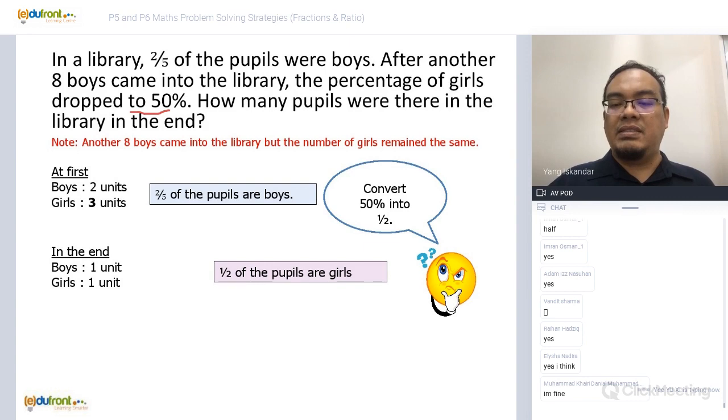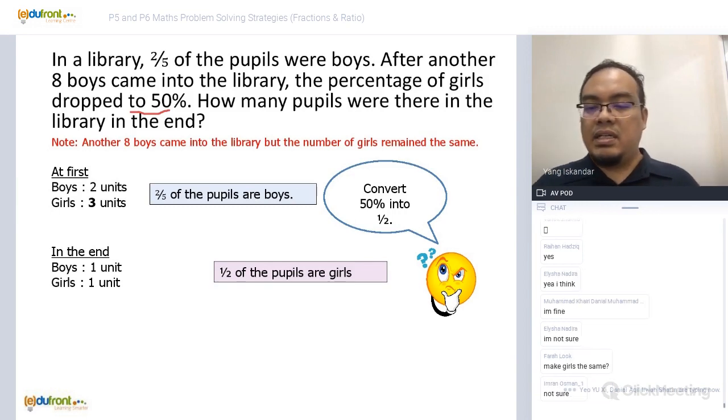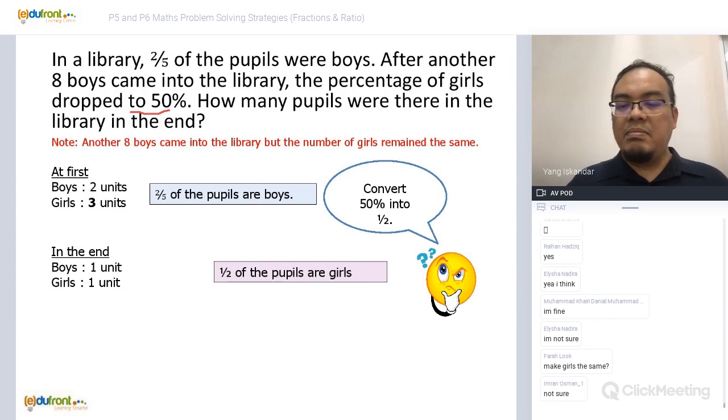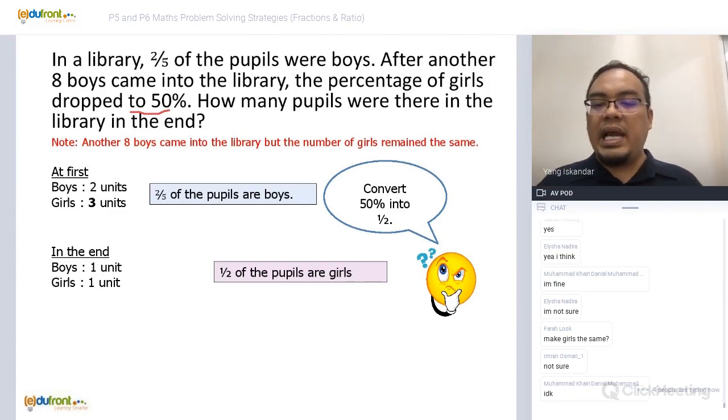Mariam, are you there? Are you following? Not sure. Okay, the rest of you, those who know, can you type in the chat function? What should you do next? Okay, Farah says make the girls the same. Imran, not sure. Imran, think harder. This is not something very, very strange or very difficult. Hairi, IDK.